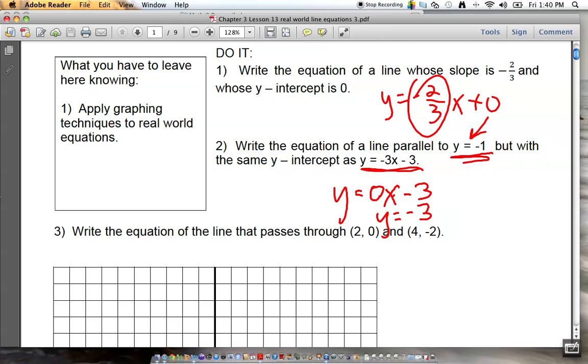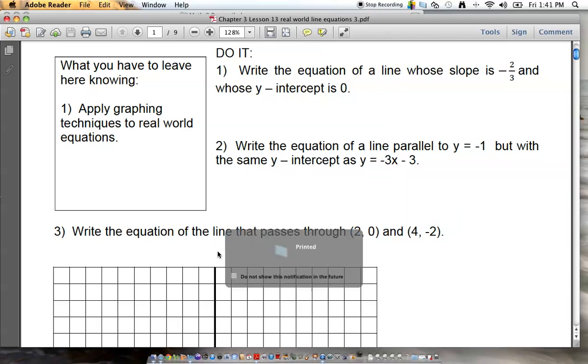Okay, let's see. Write the equation of a line that passes through (2, 0) and (4, negative 2). (2, 0), (4, negative 2).